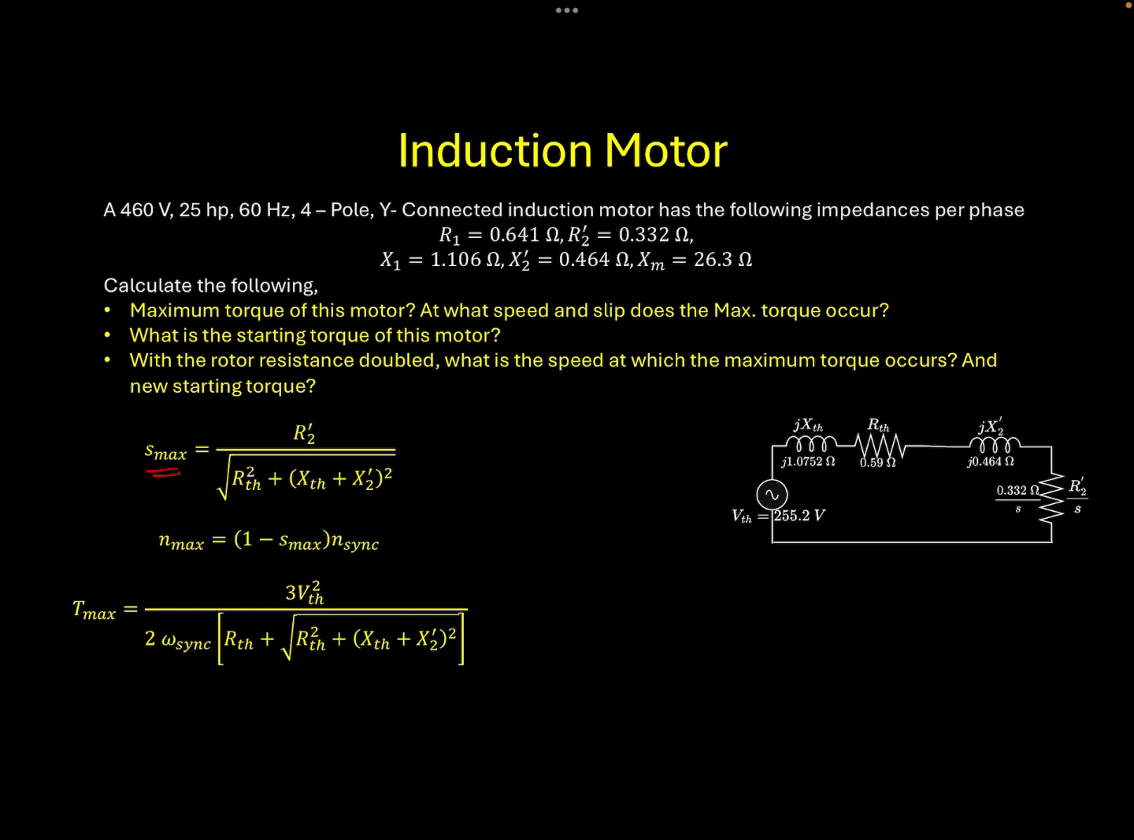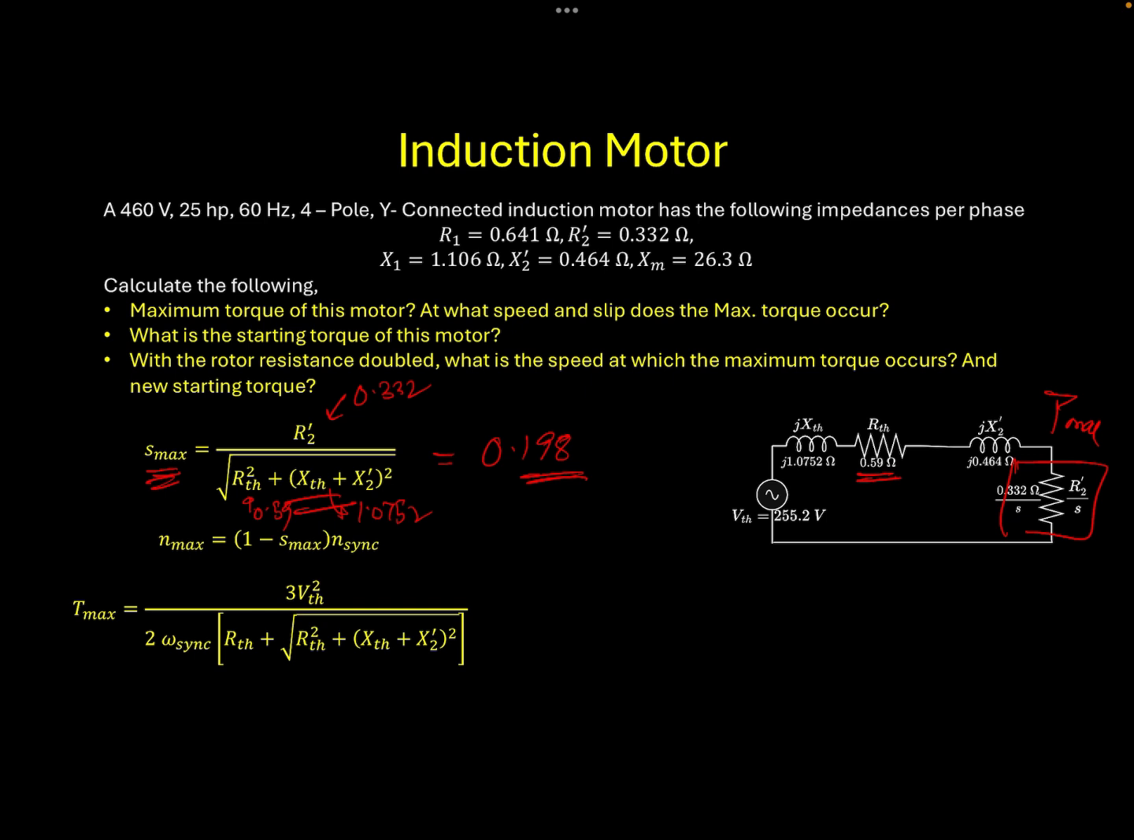So now once you considered the maximum power being delivered to your load resistance, and that condition occurs when your slip is equal to this particular value. Now in this equation, you know the value of R2 dash, which is 0.332, and R Thevenin, we have that value as 0.59. X Thevenin value also we have 1.0752, and X2 dash also we have it as 0.464. If you substitute all those numbers, the value of S max, or the slip at which you get maximum torque, is going to be 0.198. This is the slip at which we get maximum torque.